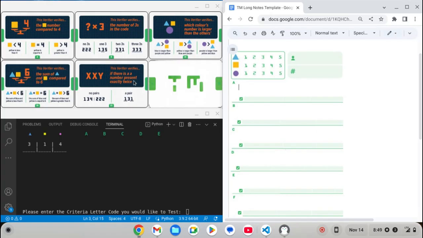Criteria card D takes a look at our first 2 digits, triangle and square, adds them up, and compares the sum to the number 6. So should the sum be less than 6? Should it be equal to 6? Or should the sum be greater than 6?